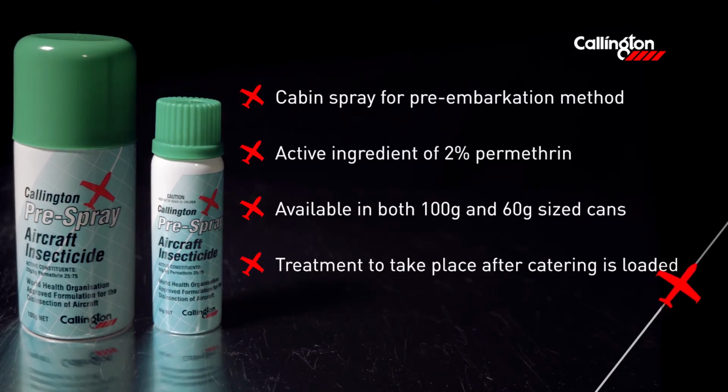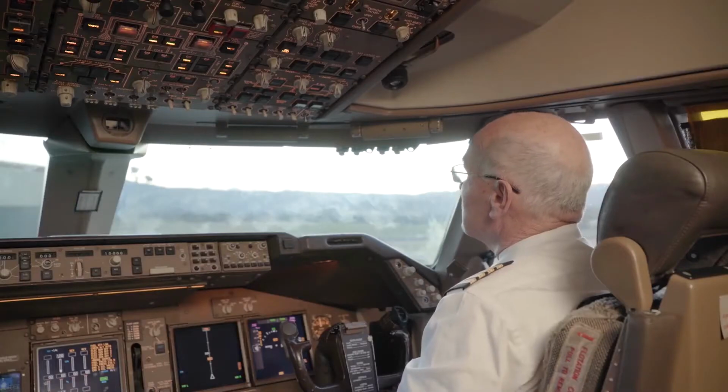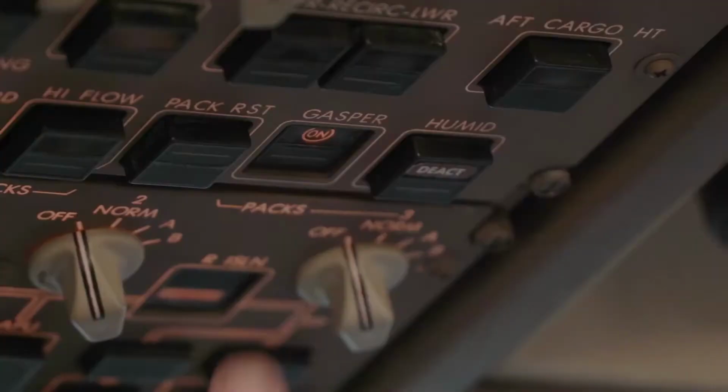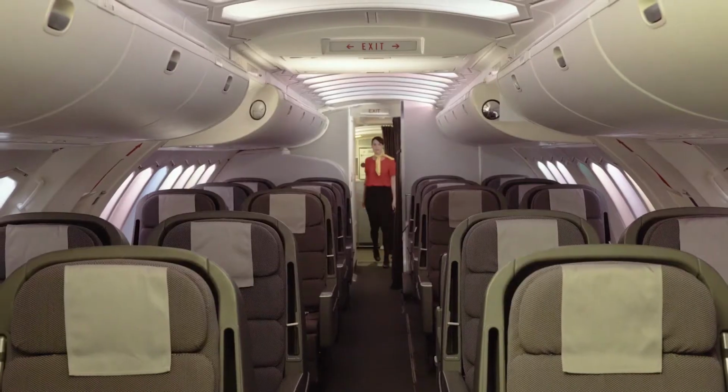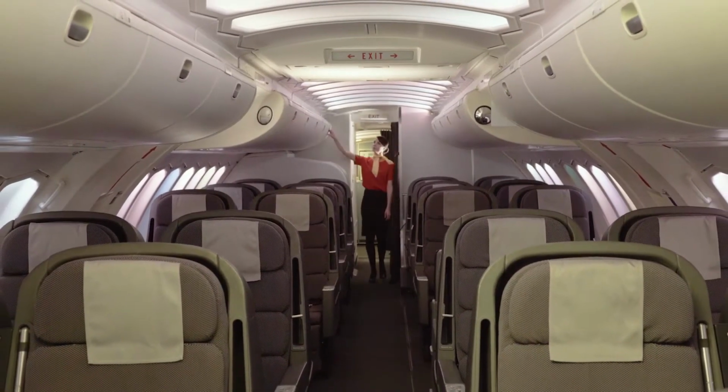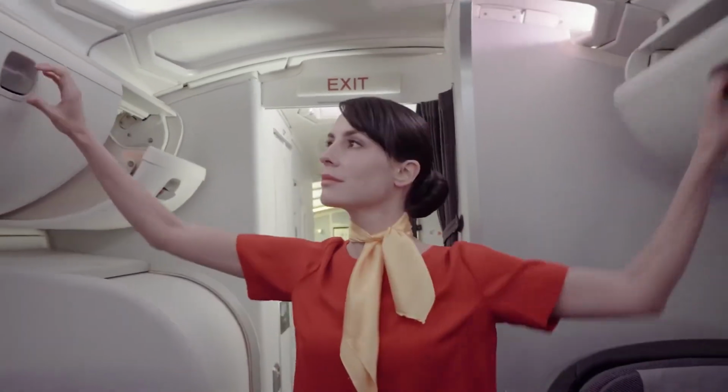For ventilation purposes, you may leave one main entry door per level open while the cabins are being treated. Air conditioning must be kept off during disinsection and afterwards for 5 minutes. Before you commence the treatment process, ensure all overhead and sidewall lockers are open.